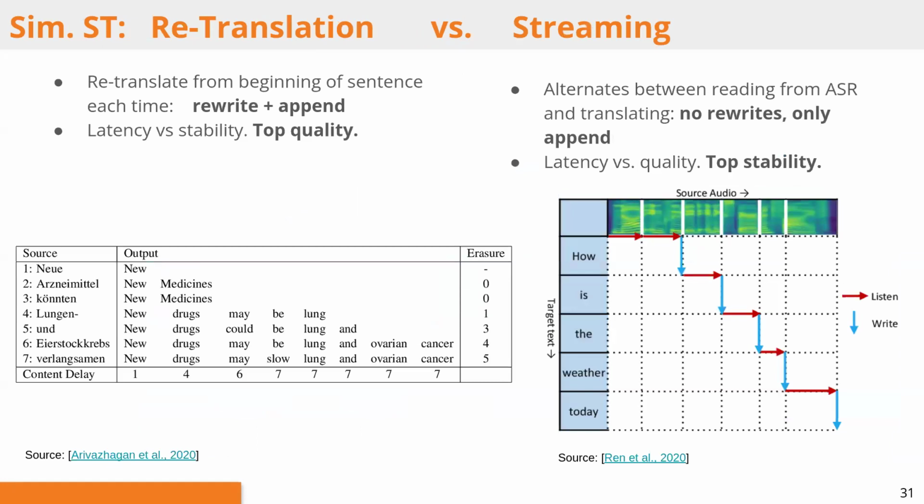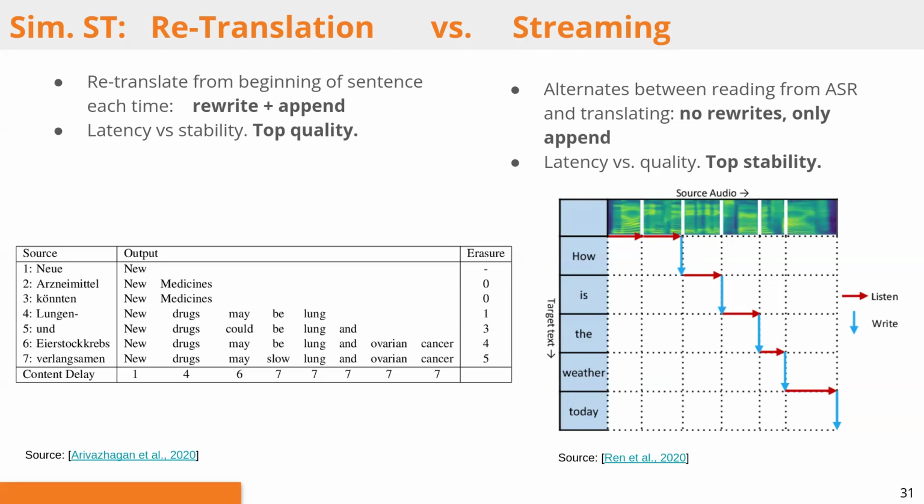And there are two approaches to simultaneous speech translation. One is retranslation, the other is streaming. So in retranslation, we retranslate from the beginning of the sentence each time we have a new update or new content, and the machine can rewrite and append. While in streaming, the method alternates between reading from speech recognition and translating. No rewrites, only appending. And so there are trade-offs in these two approaches.